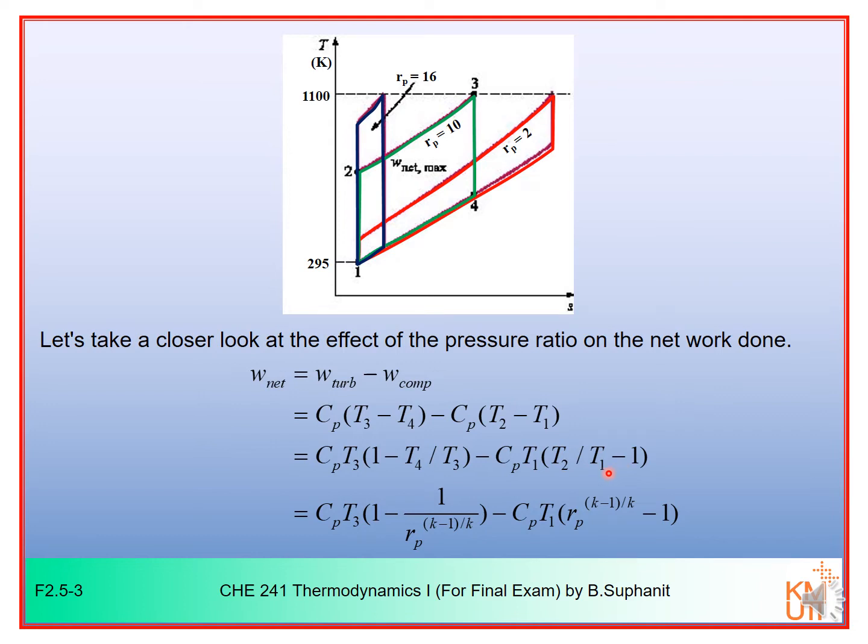From the isentropic relationship, we have the temperature ratio as a function of the pressure ratio. So we can change T4 over T3 and T2 over T1 in the brackets to be written in terms of pressure ratio to the power of (K minus 1) over K, as shown here. Now, we have written the net work output as a function of pressure ratio. Note that T3 and T1 are fixed.